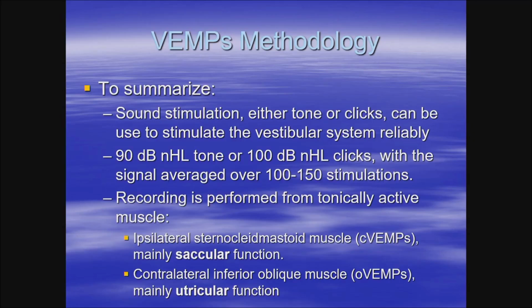So, to summarize with regards to VEMP methodology, sound stimulation can be used either using tone or clicks, although with tones you can use a lower stimulus intensity. It will be more comfortable for your patient. 90 decibels for tone or 100 decibels, 110 decibels for clicks. Average over 100, 150 stimulations. The CVEMP, saccular function from the ipsilateral sternocleidomastoid muscle. And the OVEMP, utricular function from the opposite inferior oblique muscle. Thank you very much.